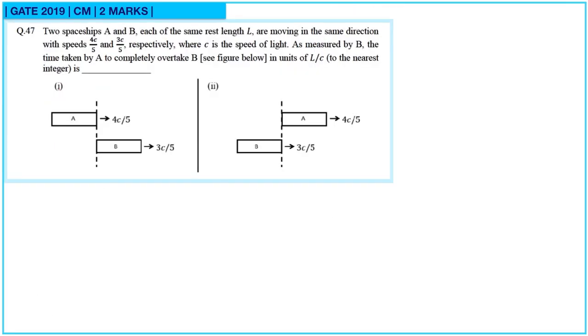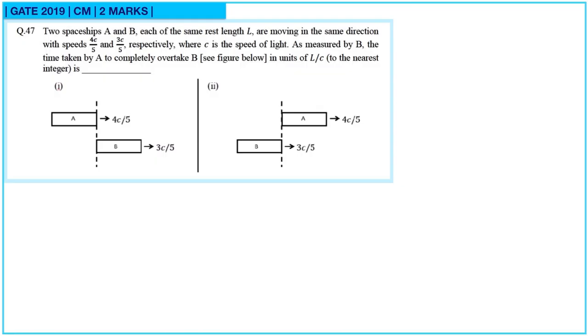Next question. Two spaceships A and B, each of the same length L, are moving in the same direction with speeds 4c by 5 and 3c by 5, where c is the speed of light. As measured by B, find the time taken by A to completely overtake B in units of L by c. To overtake it, that spaceship has to cover a distance equal to the length of that other spaceship.